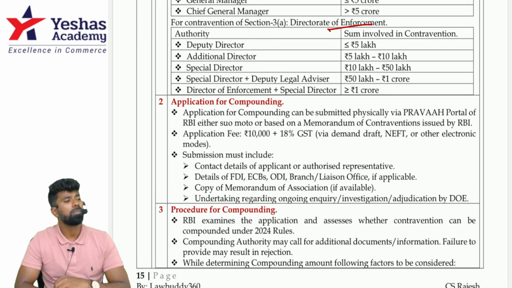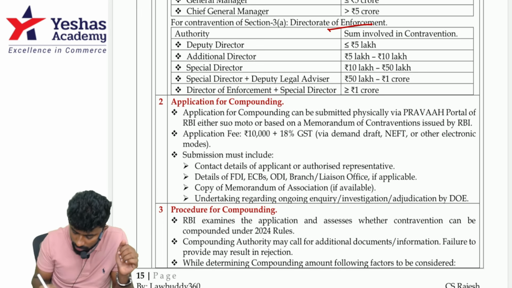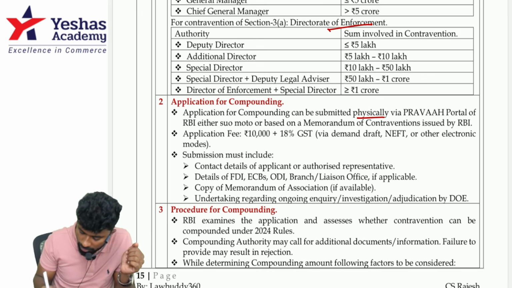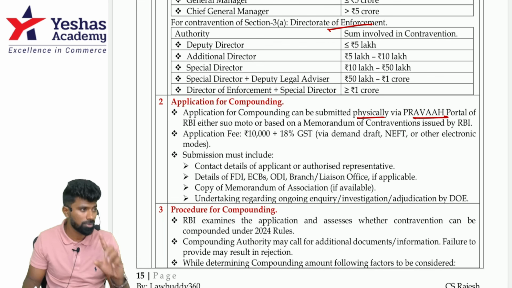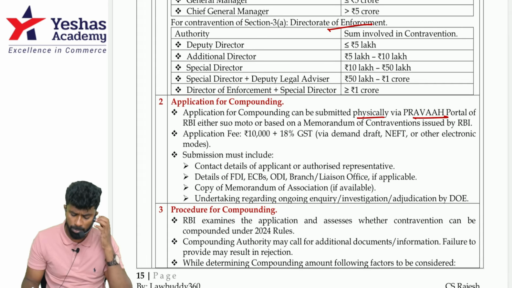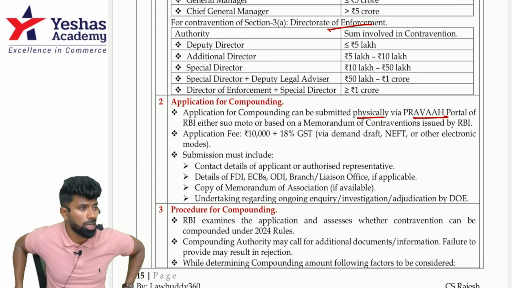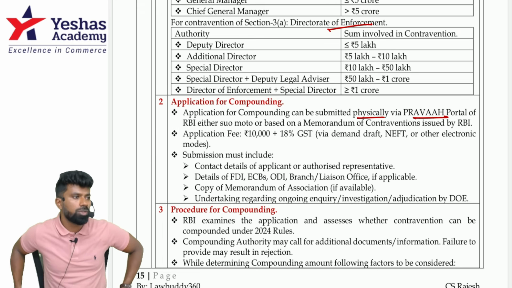How is the application to be made? An application for compounding of offences is to be made to whom? RBI. Made either physically or via what? Parivesh website. What website? Either physically or through this website. Either suo motu or based on the what? Memorandum of contravention. They may ask in the examination what is compounding of offences and how the compounding is done.